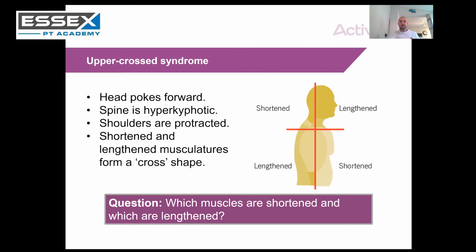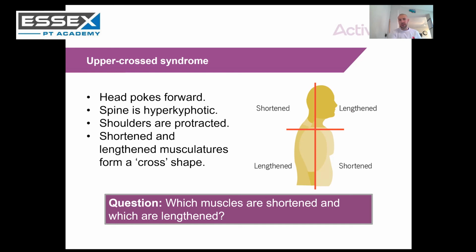Upper cross syndrome. Here we go, nearly there, guys. So very, very common. Probably the most common thing you're going to see at the moment because of mobile phones, people looking at phones, computers, poor posture, being sat down too much. So the head pokes forward, okay? Spine is hyperkyphotic, so rounding at the top of the back and shoulders. Shoulders are protracted, pulled forward. Shortened and lengthened musculatures form a cross shape, so the pectorals get too tight, the back becomes weak and lengthened.